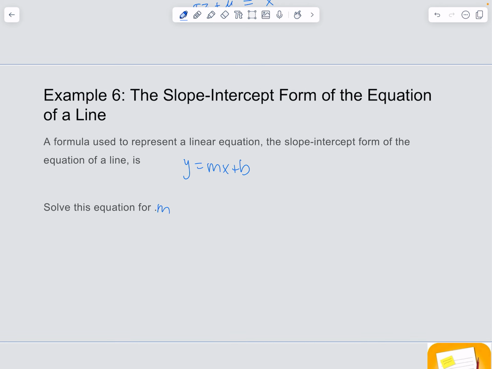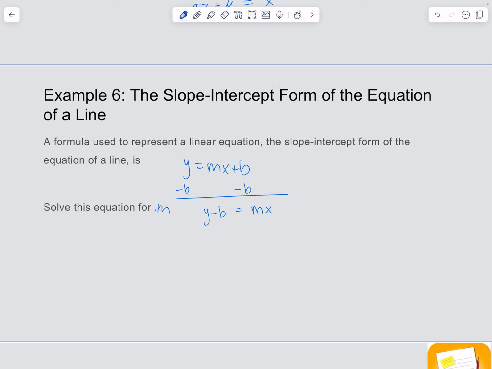Here, we have a formula to represent a linear equation called slope-intercept form, y equals mx plus b. It might be familiar to you. Let's solve this equation for m. So we are isolating the m, moving everything else to the other side. Let's start farthest away from the m, and move our way in. B is being added, so let's subtract it. Now we have y minus b equals m times x.